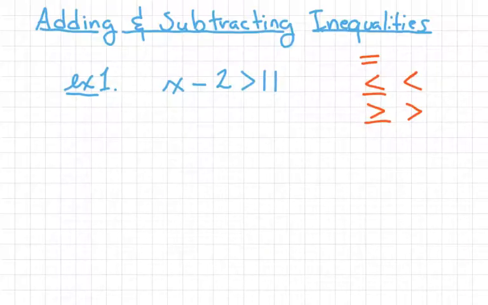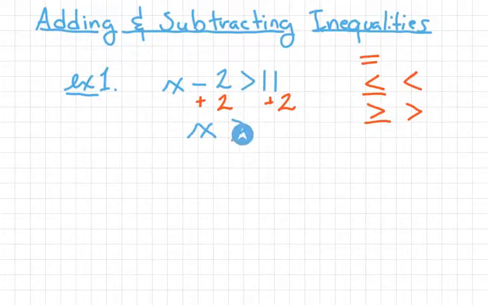Well, I see that x is being subtracted by a 2. So I'm going to do the inverse operation, and I'm going to add 2 to both sides. That's going to give me an x on the left. I will keep the inequality symbol the same, and I'll just add 2 to 11 to get 13. So this is our solution. X is greater than 13. So that means that our solution set is all the numbers that are greater than 13, not including 13.